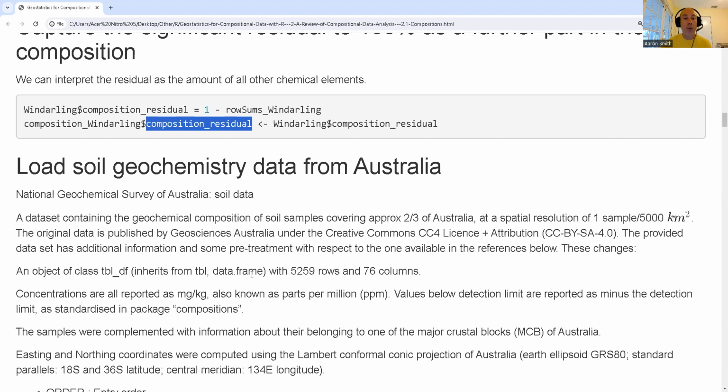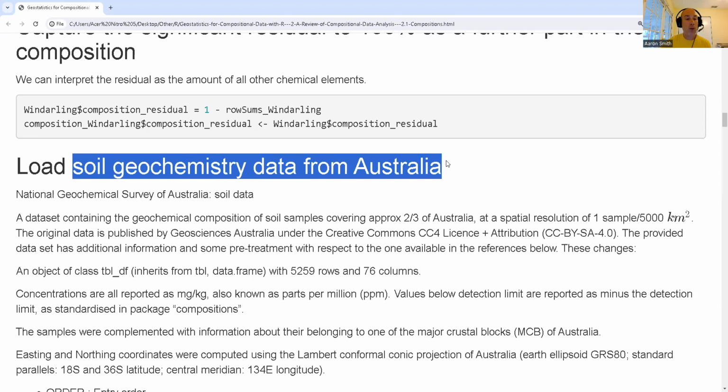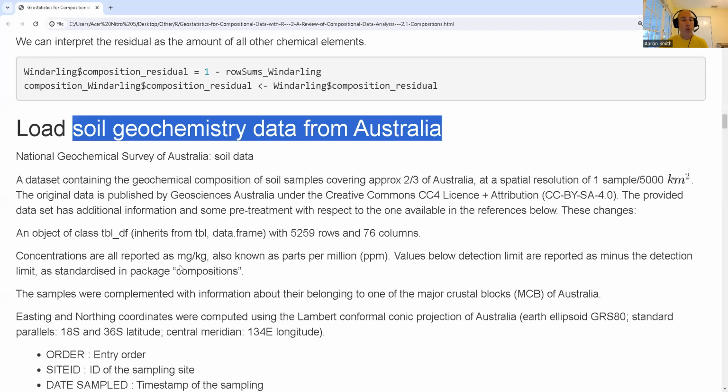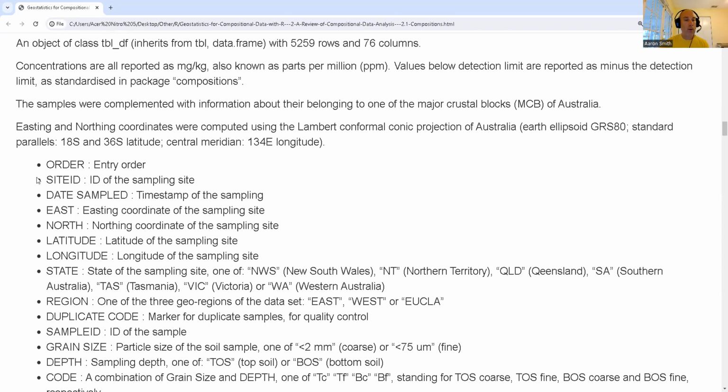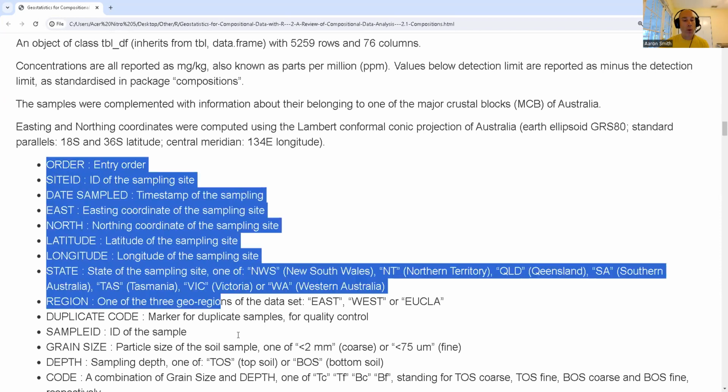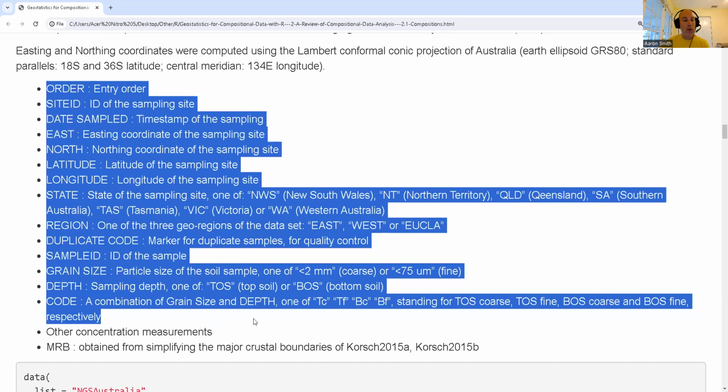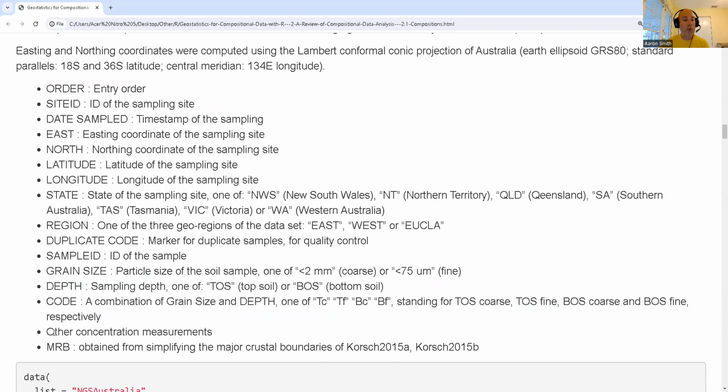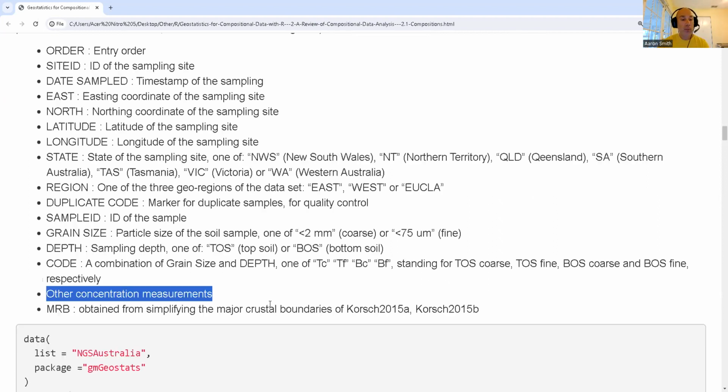Now, another data set that comes from the package is soil geochemistry data from Australia. There's a lot of information about what's going on, and we have all of these columns of information if we want to dig into it. It's a decent sized data set in terms of number of columns, and there's a good number of actual measurements that we're interested in. These are the ones that are highlighted right now. Those are the ones we're actually interested in for the composition.